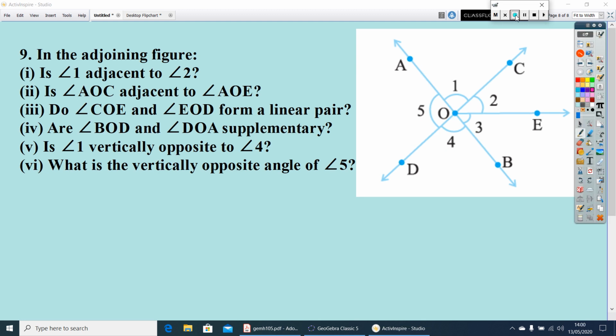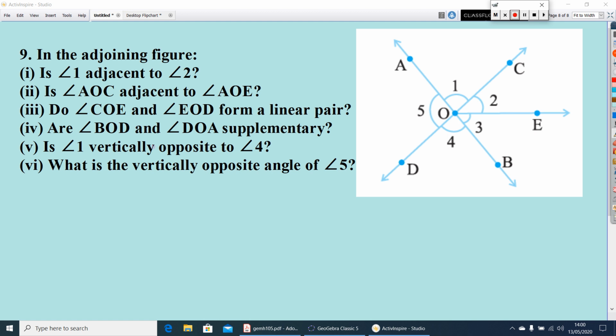Now is angle 1 vertically opposite to angle 4? Here see angle 1, this is angle 4. They are vertically opposite. Next question is, what is the vertically opposite angle of angle 5? Here, this is angle 5. Now you have to write the vertically opposite angle of angle 5. The angle just opposite to angle 5 contains angle 2 and angle 3. So you can write angle 2 plus angle 3 is the vertically opposite angle of angle 5.